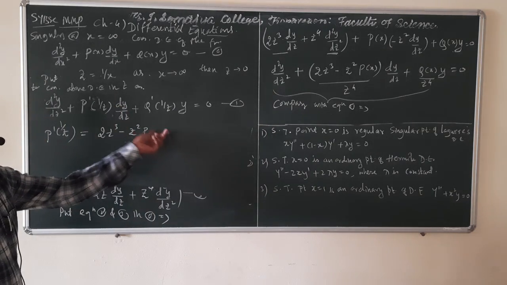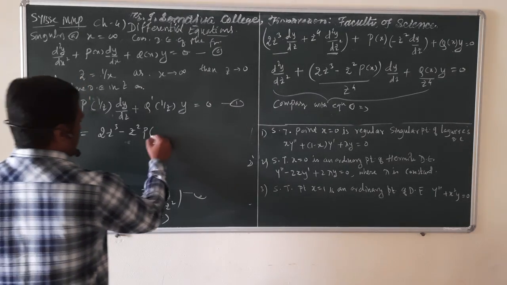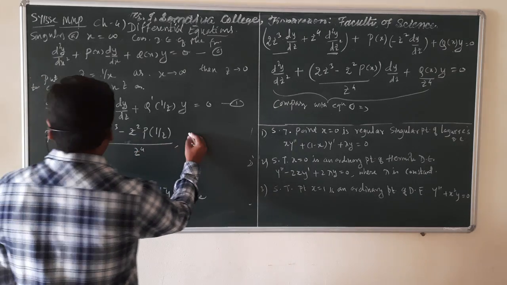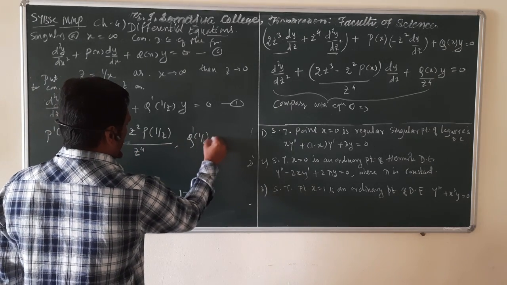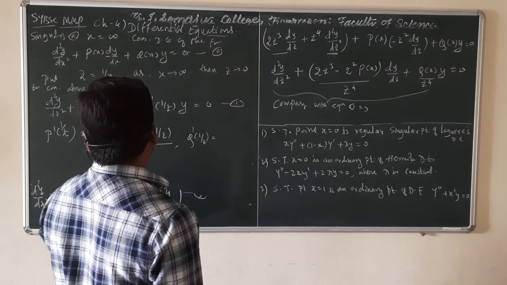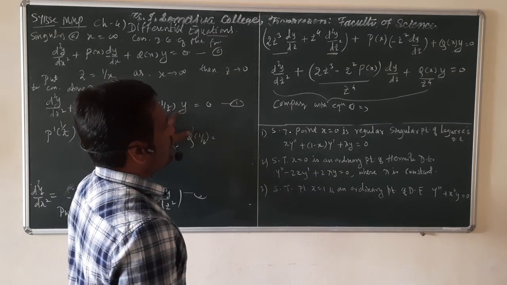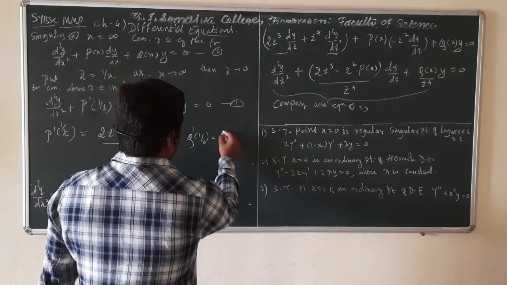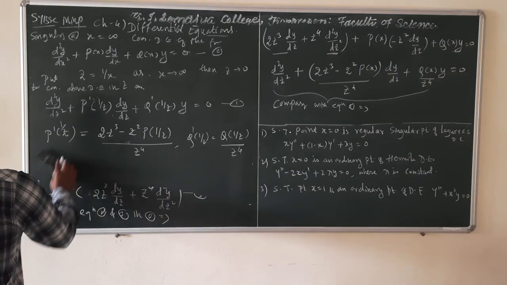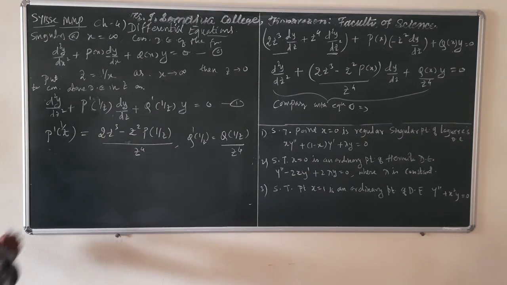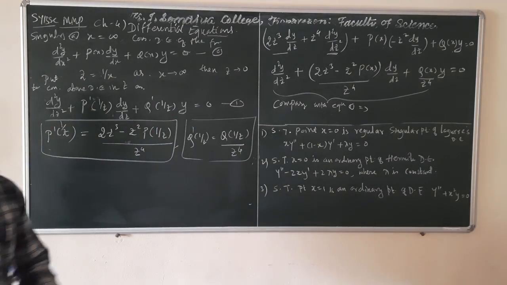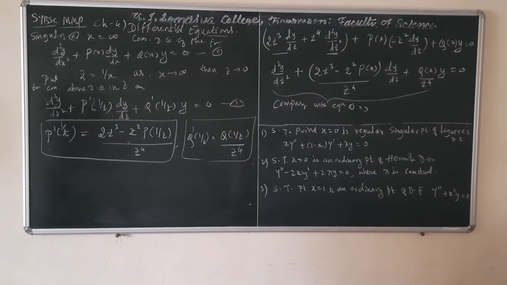Now p of x, but x is what? 1 upon z. So we can say p, which is a function of 1 upon z, divided by z raised to 4, and q dash of 1 upon z, which is the coefficient of y, is q of 1 upon z divided by z raised to 4. Now, these two formulas are very important. So, using these two formulas, we can discuss singularity.